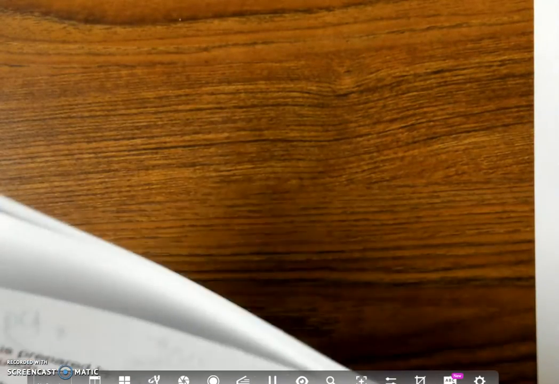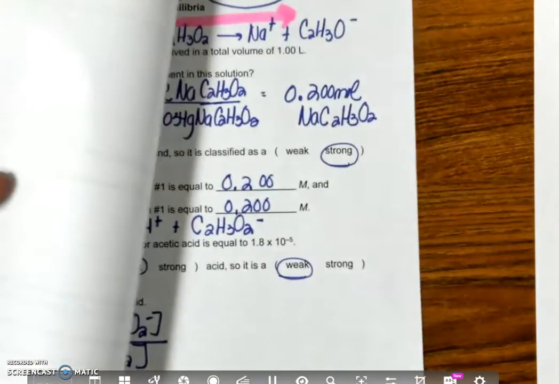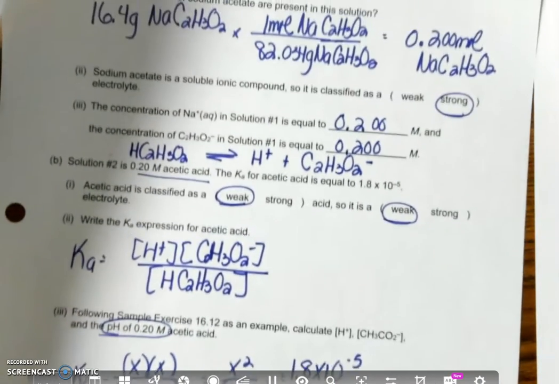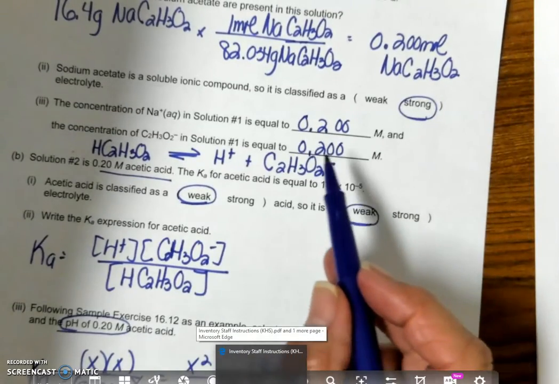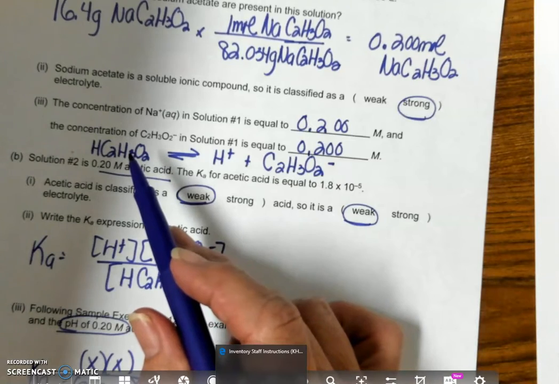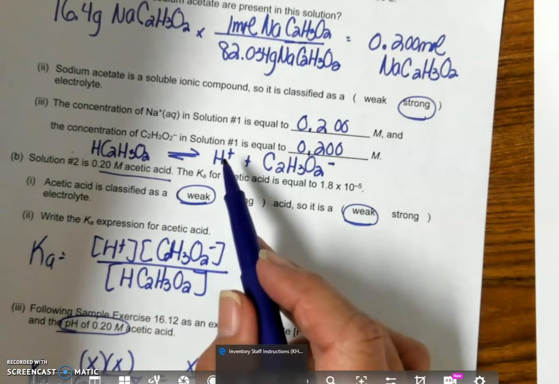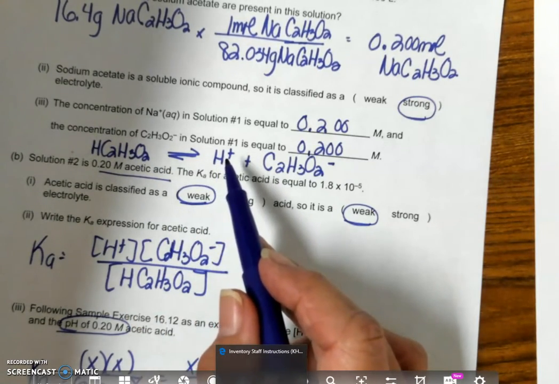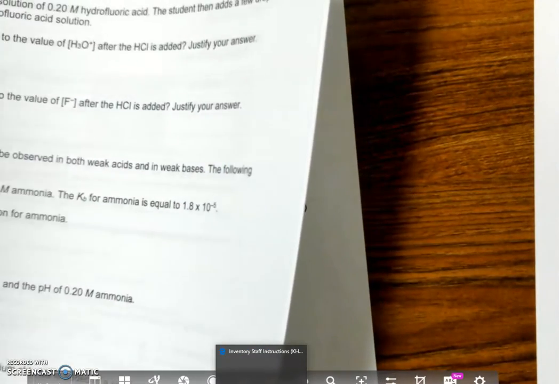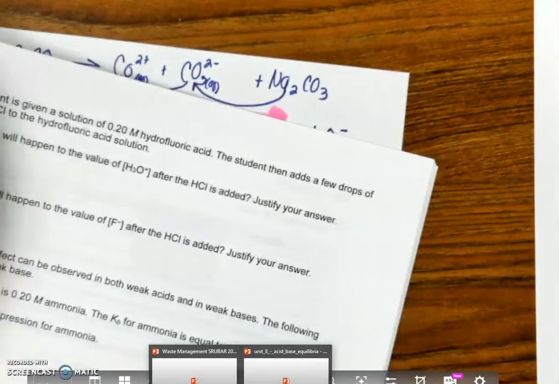Okay, now let's put these two solutions together and see what happens to our pH. We know what the pH is of a solution of acetic acid by itself. What do you think is going to happen when I add acetate to this equilibrium? I'm going to add some of the sodium acetate here. It should shift the equilibrium in this direction, cause this concentration to go down, so my pH should go up. Let's see if that is what actually happens.